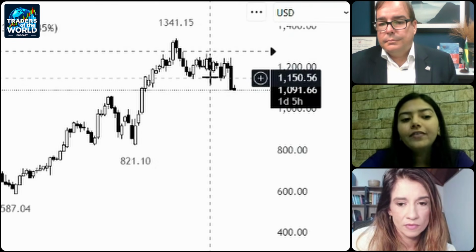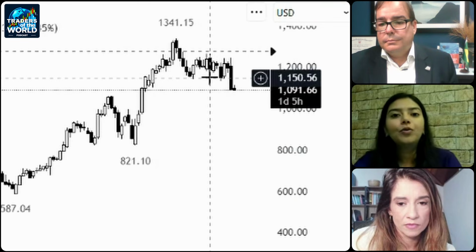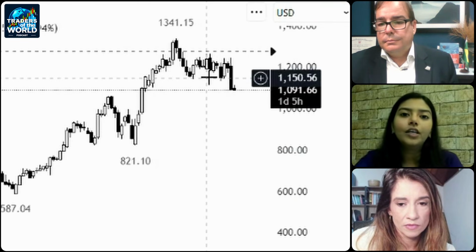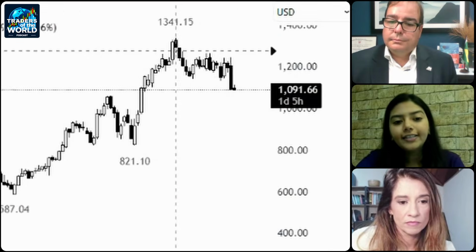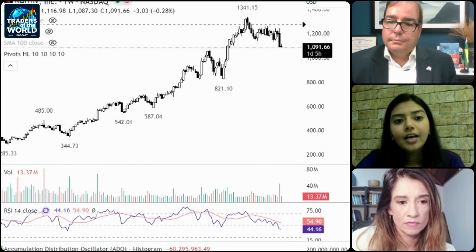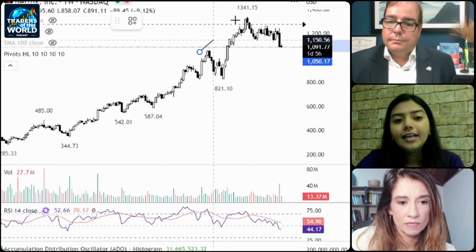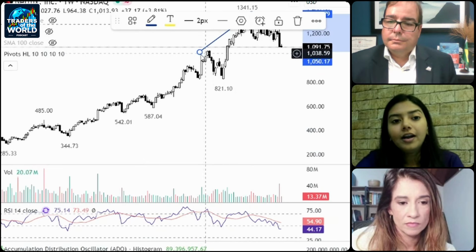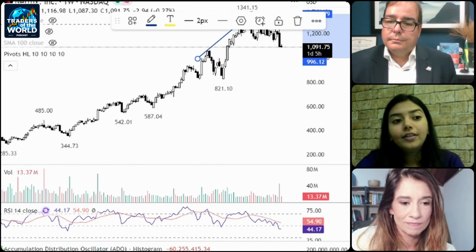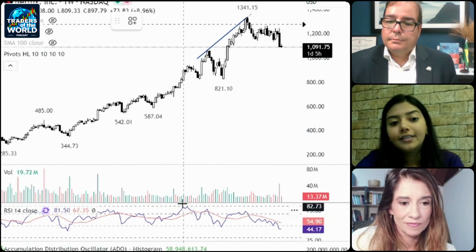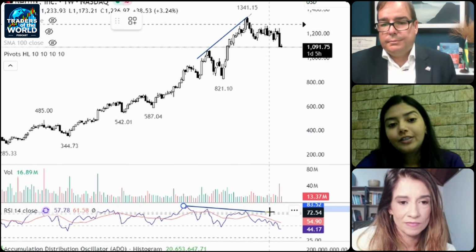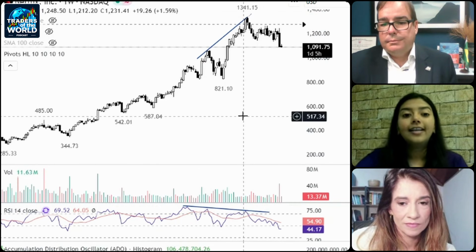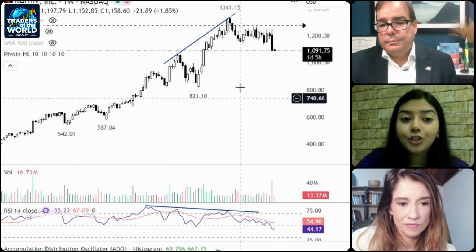Now, the accumulation distribution is more like a confirmation of the reversal in trend. Before that, the RSI had already indicated a negative divergence, where there has been a higher top here, however what we see on RSI is lower tops coming in. Yes, there is a negative divergence that took place.